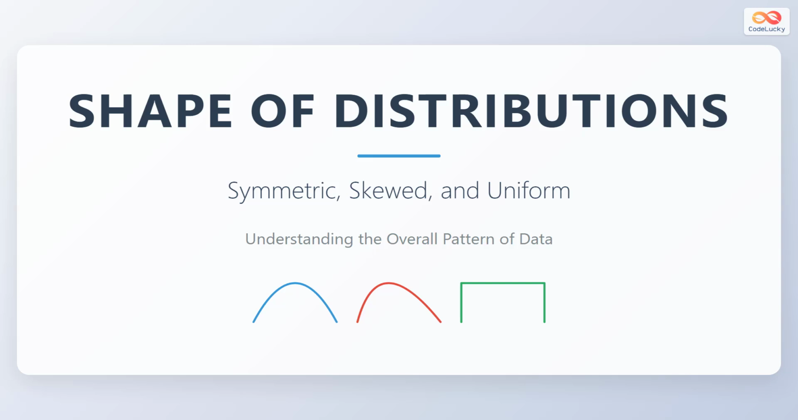Welcome to this lesson on the shape of distributions. Today, we are going to learn how to describe the overall pattern of data using terms like symmetric, skewed, and uniform. Understanding the shape of a distribution is a fundamental step in analyzing statistics.